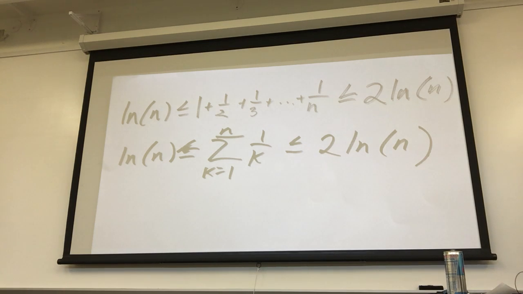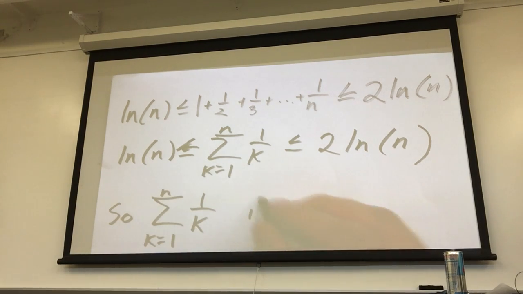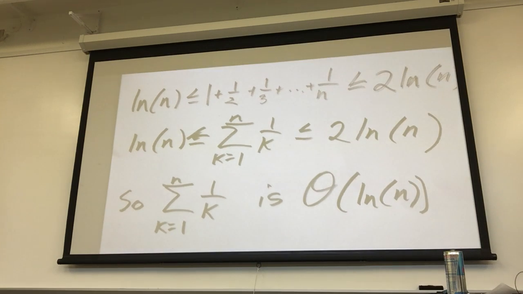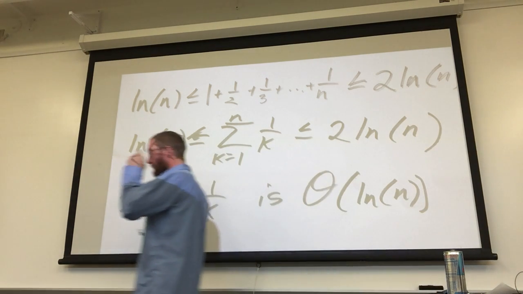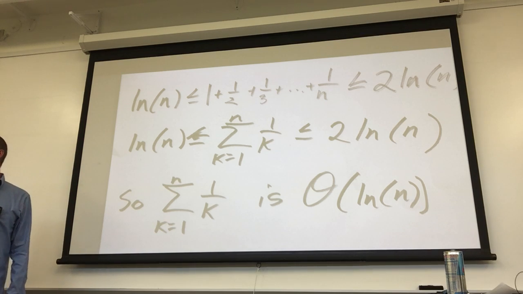So the sum k, which equals 1 to n of 1 divided by k, is big theta of the natural log of n. Okay. And now some people, in this case, you would say, oh, does this mean that the harmonic series is bounded? No.